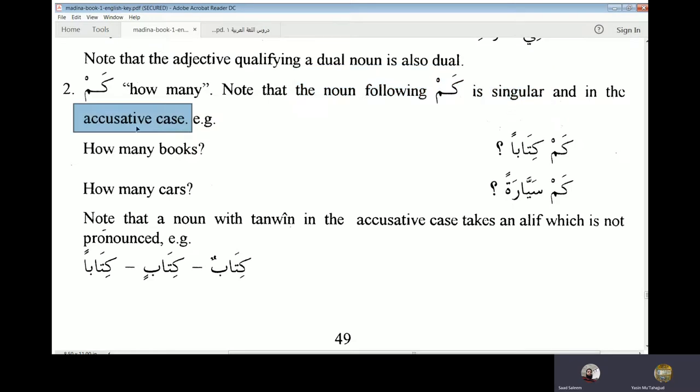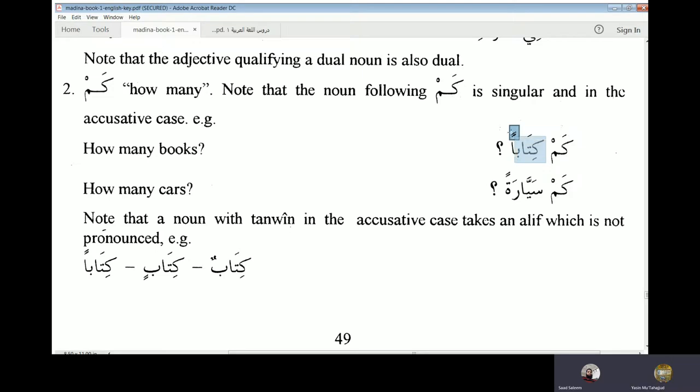And the noun following kam is singular and in the accusative case. Accusative case means mansub. Do you know what is mansub? No. Accusative means it has fatha on it. So the noun after kam will always be singular, and it will always have fatha on it.